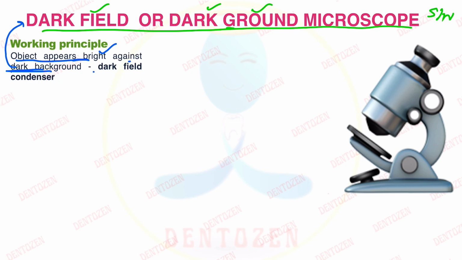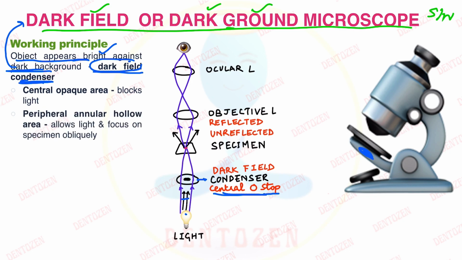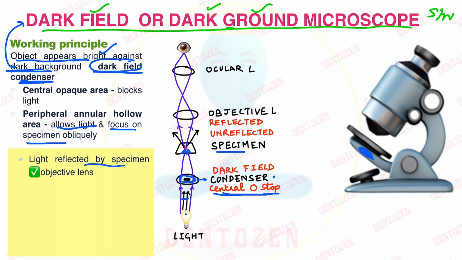That is achieved by changing the condenser into a special type of condenser which is called a dark field condenser. This condenser has a central circular stop inside it. This stop, a central opaque area, will block the light from the light source. So these light rays are blocked, they do not pass through. But the peripheral area of this condenser allows the light to pass through and focus on the specimen obliquely like this. From this specimen, the rays which are reflected are collected by the objective lens.